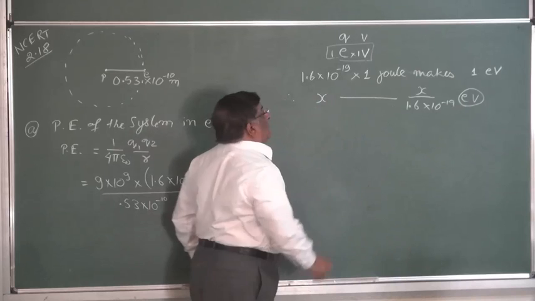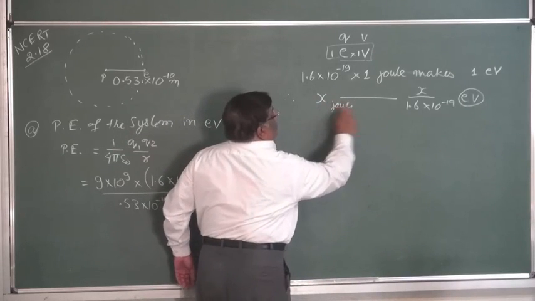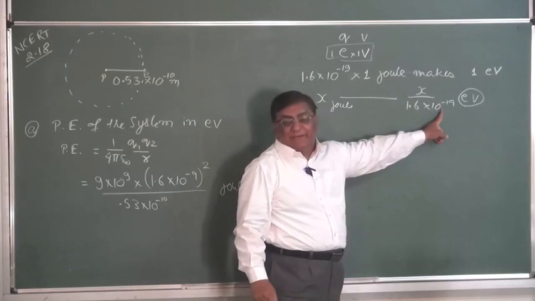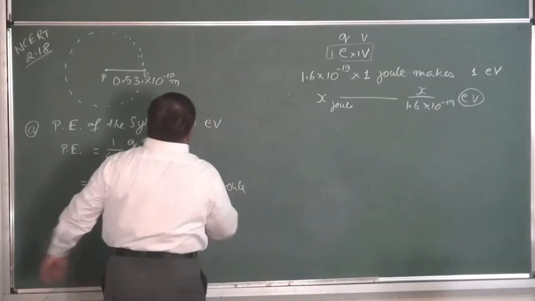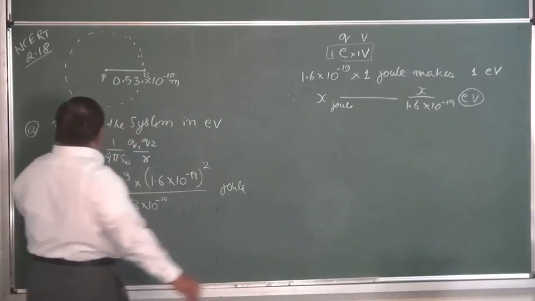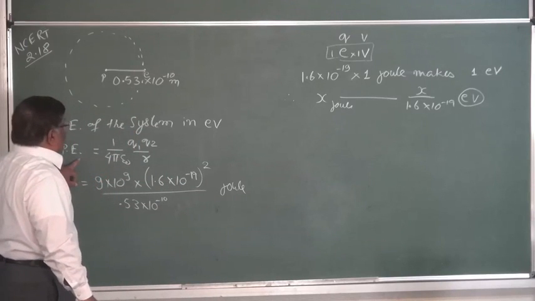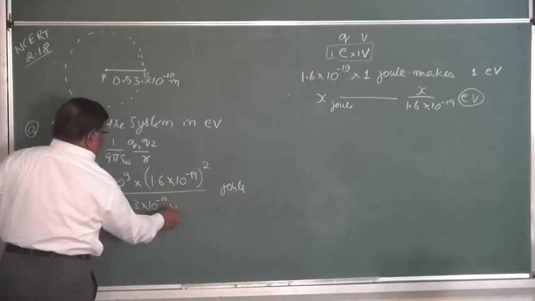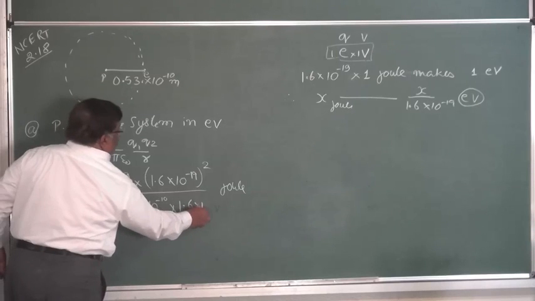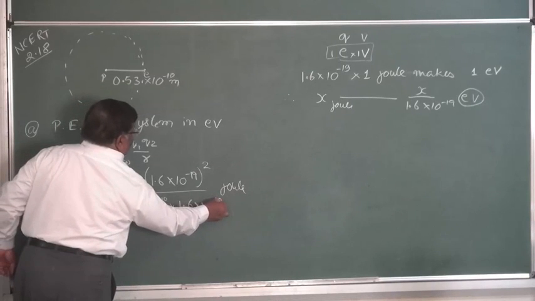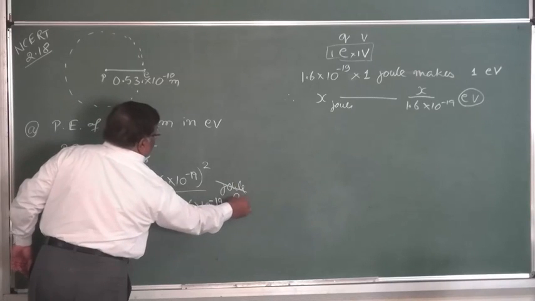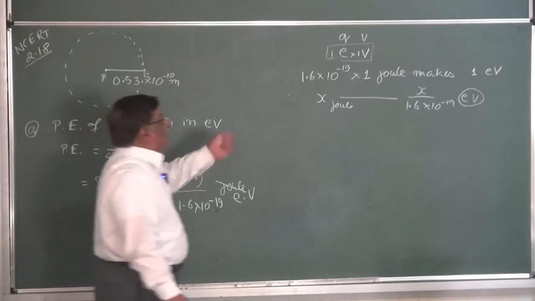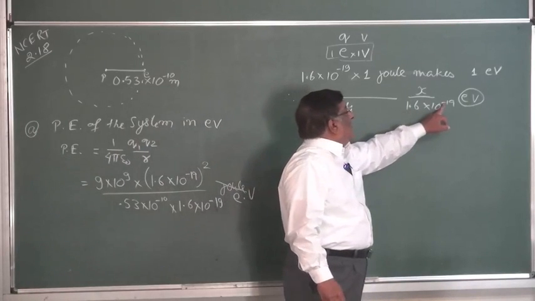So whenever we have to convert joule into EV, what will we do? Divide with 1.6 into 10 to the power minus 19. This is our potential energy in terms of joule. How to convert it into EV? Divide it with 1.6 into 10 to the power minus 19, and now this joule has become EV. Understand? When we convert joule into EV, divide with 1.6 into 10 to the power minus 19.